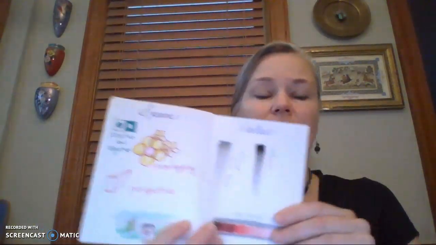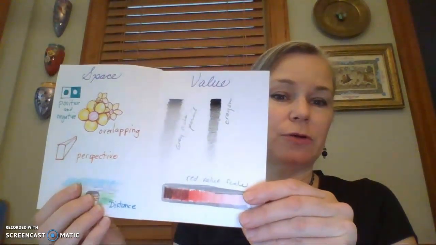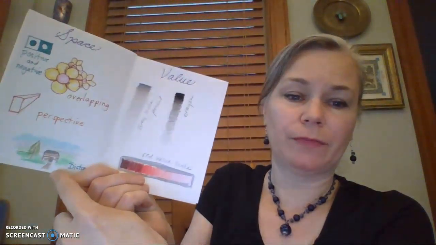So for space, I just put some different ways of showing space: positive and negative space, overlapping, perspective, and distance, showing background, middle ground, and foreground.